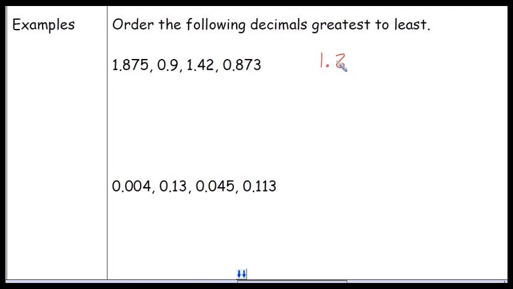So, 1.875, 0.9, 1.42, and 0.873. Again, I didn't read those correctly, but this will be 1 and 875 thousandths. This is only 9 tenths. This is 1 and 42 hundredths, and this is 873 thousandths.